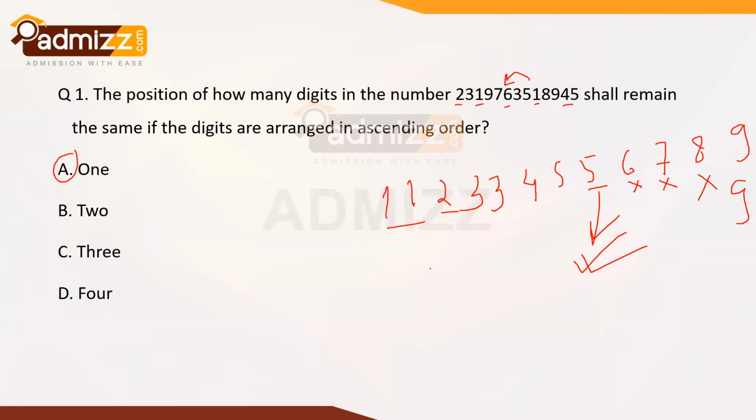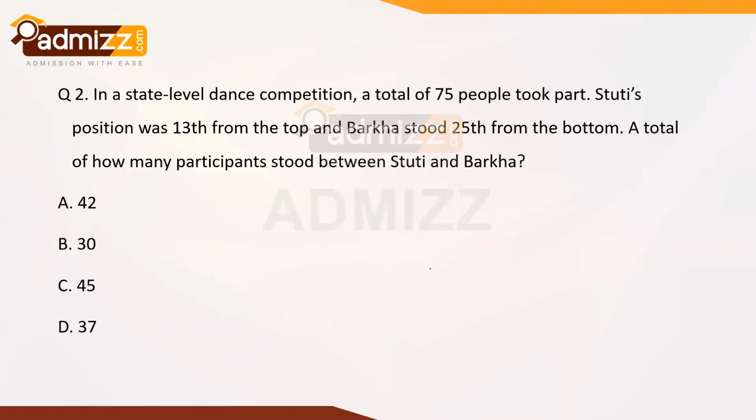Right? So that was basically it, right? Next up, in a state level dance competition, a total of 75 people took part. Stuthi's position was 13th from the top, and Barkha stood 25th from the bottom. A total of how many participants stood between Stuthi and Barkha, right?